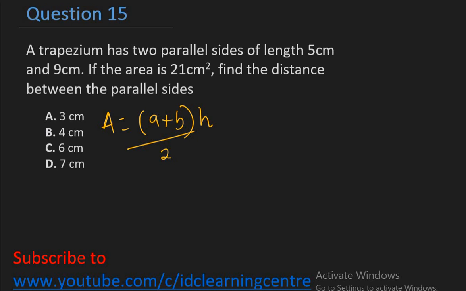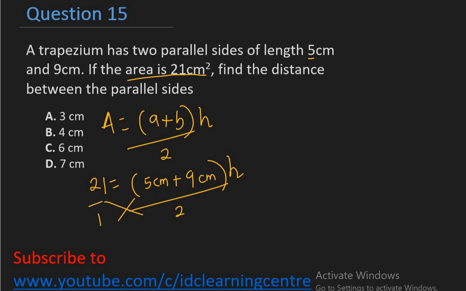So they gave us the area as 21. 21 equal to parallel length 5 and 9, so we have 5 centimeters plus 9 centimeters, close brackets, divide by 2, find the height. This over 1 cross multiply. If you do that, 5 cm plus 9 cm will give us 14 centimeters, equal to 2 times 21, 42.